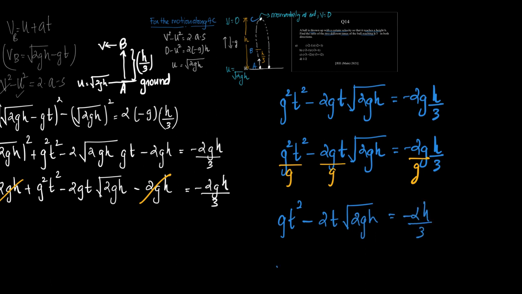Now I'll slightly rearrange the equation like this: g t square minus 2 root 2gh into t plus 2h by 3 is equal to 0. And why did I do so? Because I wanted it in the form a t square plus bt plus c is equal to 0. Why do we need it?